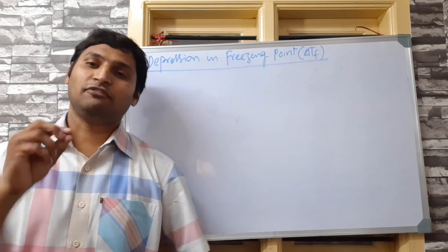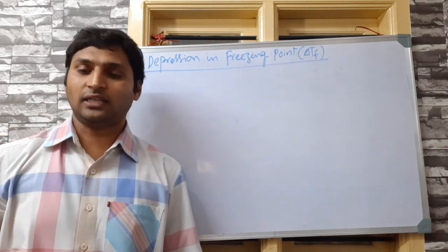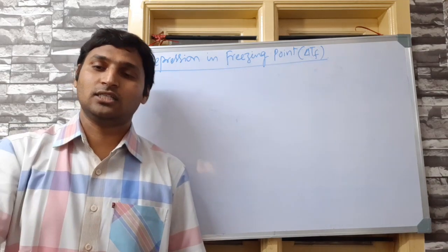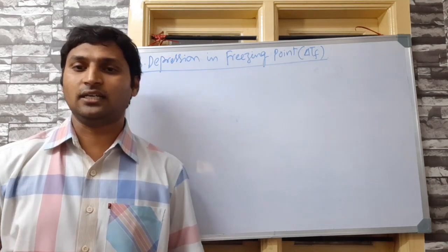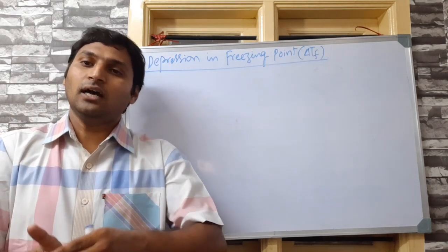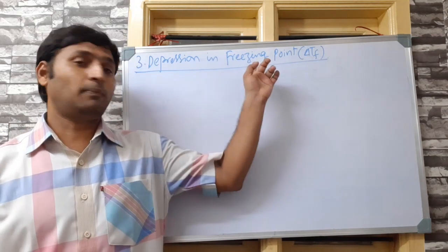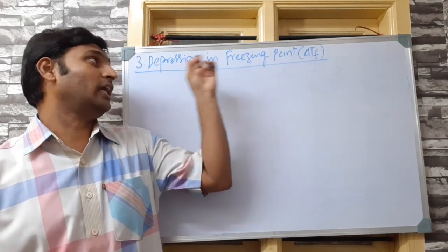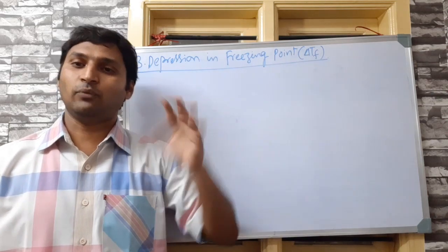Solution would have a freezing point of, say, minus 3 degrees Celsius or minus 0.25 degrees Celsius or minus 2 degrees Celsius, minus 1.5 degrees Celsius, minus 5 degrees Celsius, minus 8 degrees Celsius, whatever may be the extent of decrease. Means the freezing point of solution will be lesser than the freezing point of pure solvent. This is what we understand from the very title.